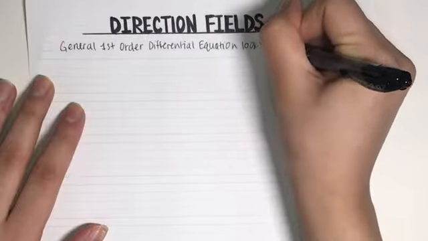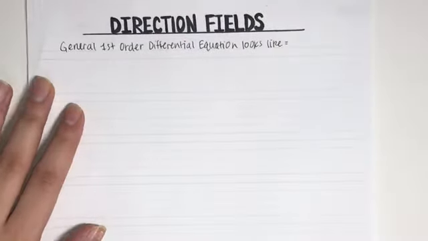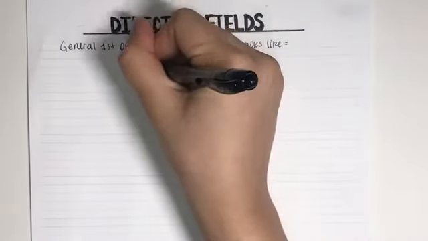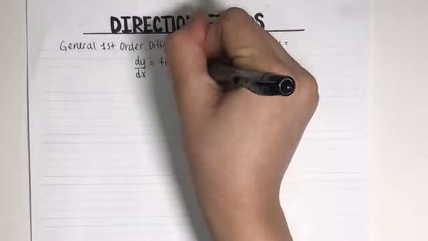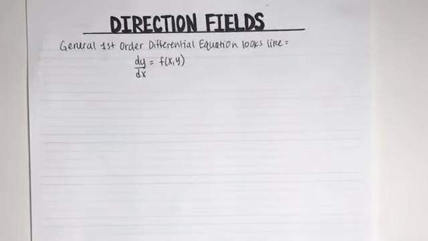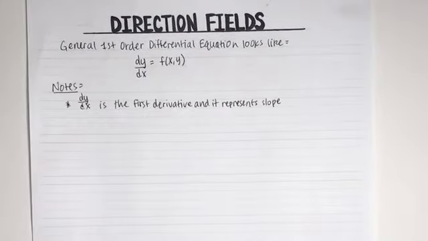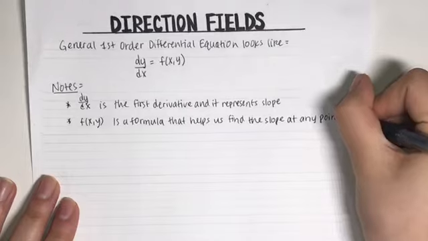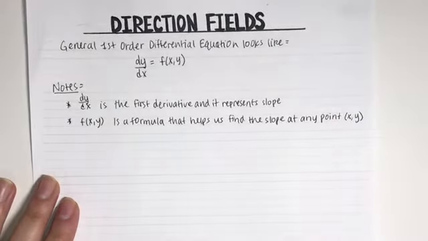Hey guys, in this video we're going to learn how to graph direction fields. The general first order differential equation has the format dy over dx equals f of x, y. Dy over dx is the first derivative and it represents slope. F of x, y is a function, which is a formula, that helps us find the slope at any point x, y.